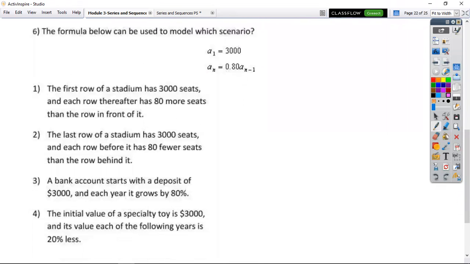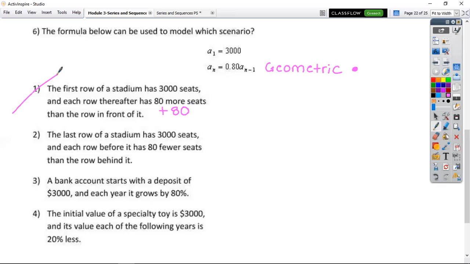Multiple choice, which formula models this scenario? So if you look at the second equation, it indicates we need to multiply. Multiplication means this is going to be geometric. Geometric multiplication. All right, so choice 1. The row of a stadium has 3,000 seats and each row thereafter has 80 more. So is plus 80 an example of a geometric sequence? It is not. It's arithmetic.